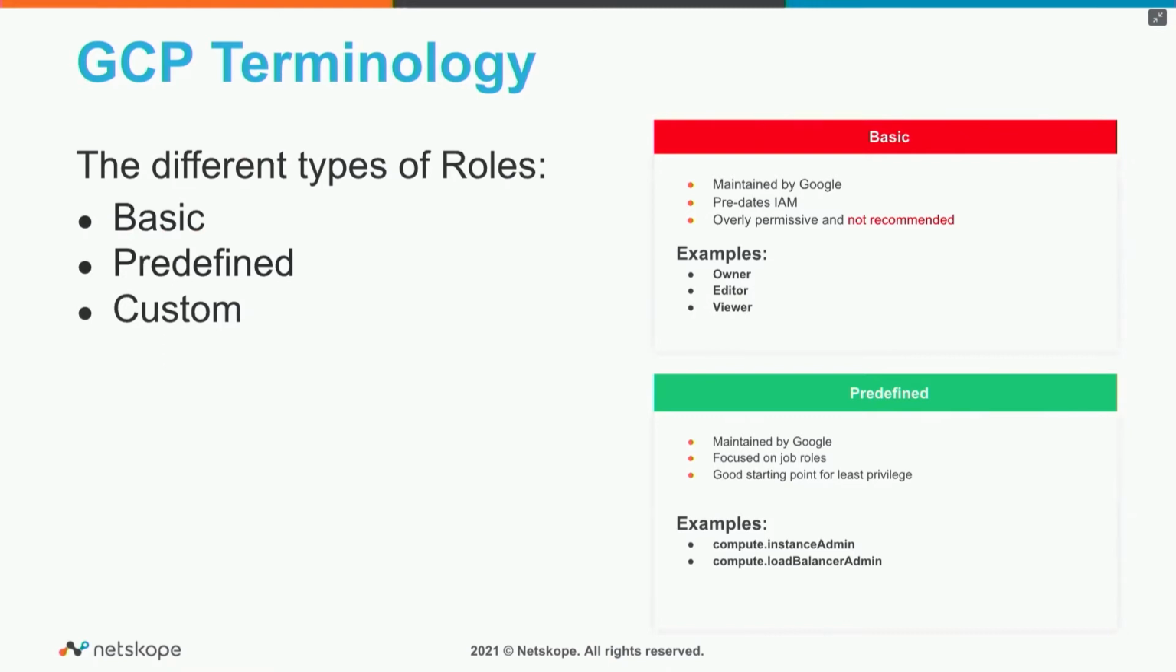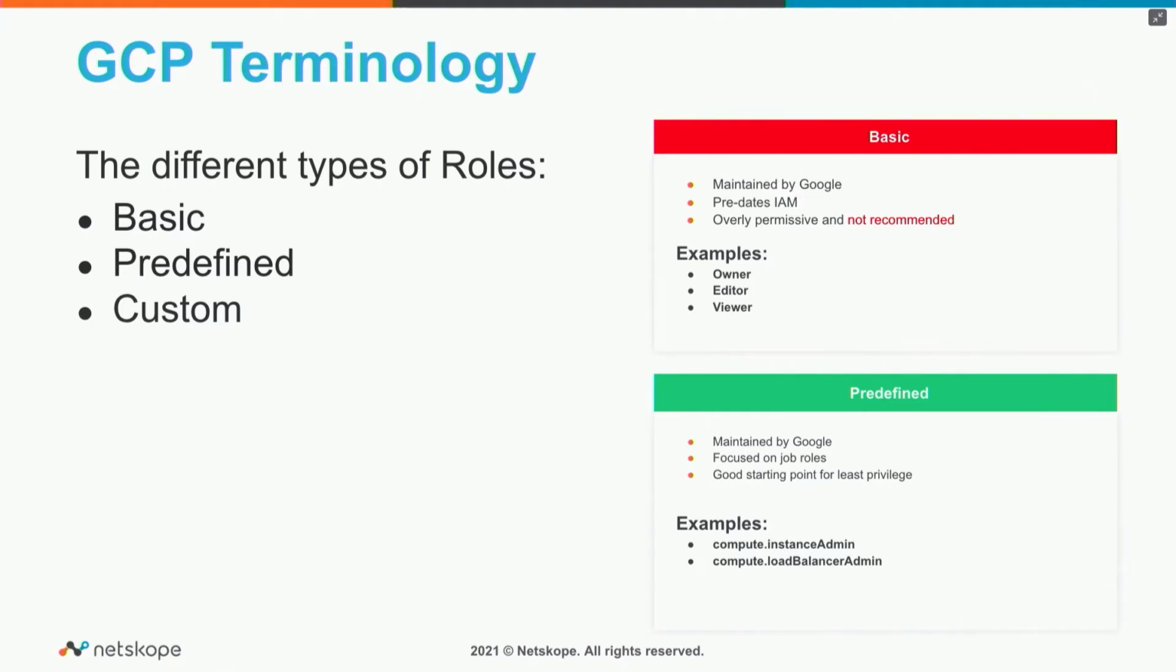Now, talking about roles being collections of permissions, there are 3 different types, and there are 2 that are maintained by Google: basic and predefined. Basic is not recommended for use by Google themselves. This sort of predates identity and access management in Google. Some examples of these basic roles are owner, editor, viewer. These are not recommended because they have a lot of permissions associated with them. They're very permissive if you grant this to somebody, so they're probably not going to be least privilege in most cases.